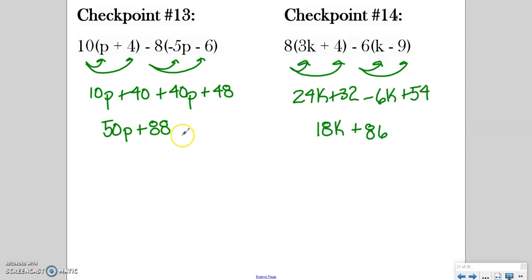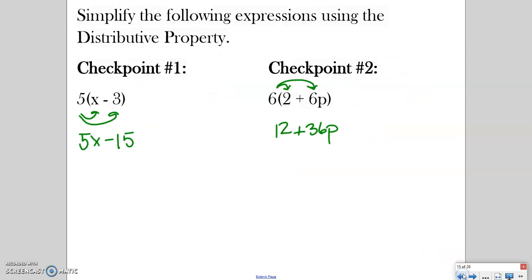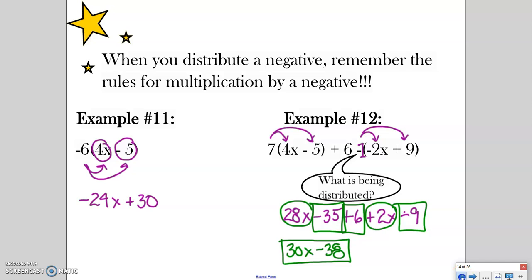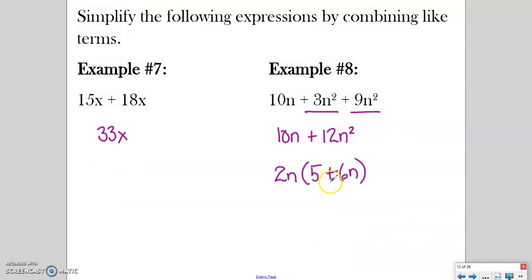You could go a little bit further if you know how to get to that point, but just leave it as is, because I just want to see that you can simplify, you can combine like terms, you can distribute.